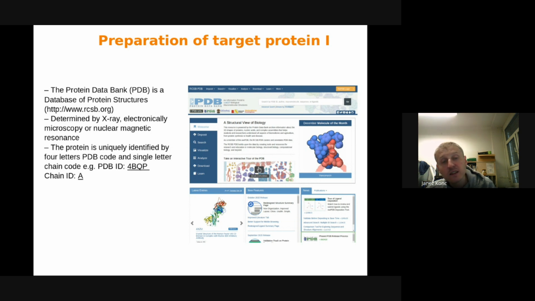and each protein usually has several chains also. These chains represent different sequences, usually separate sequences that come together to form one protein. These chain IDs are usually one-letter codes.